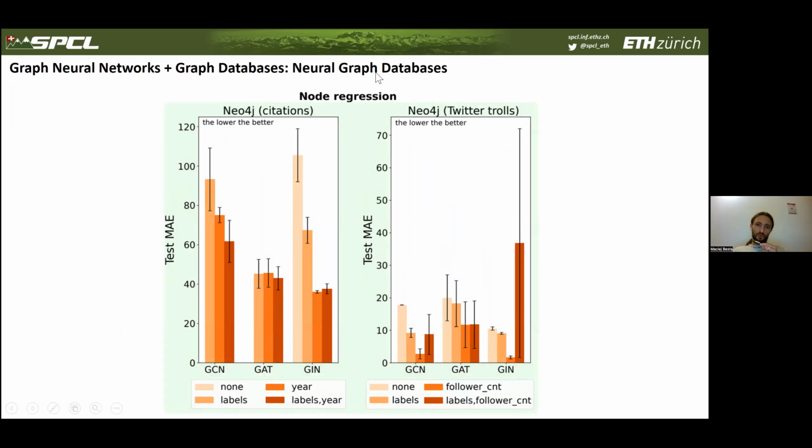Similar results for node regression tasks. Here we are using Neo4j datasets that we obtained from the internet. Here, the lower the better, because we have test MAE. And again, the more stuff we encode in LPG2VEC, the better the accuracy, because the lower the error is, with some outliers like here.